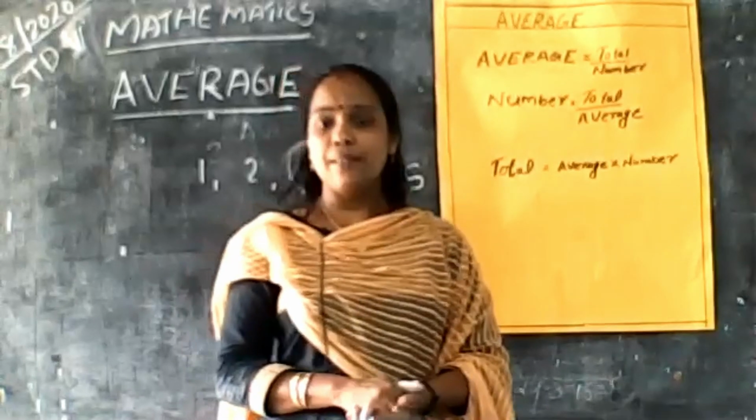Average is equal to total by number. Next one, number. How can we find the number? That's the first equation. No change in total; only the average changes.